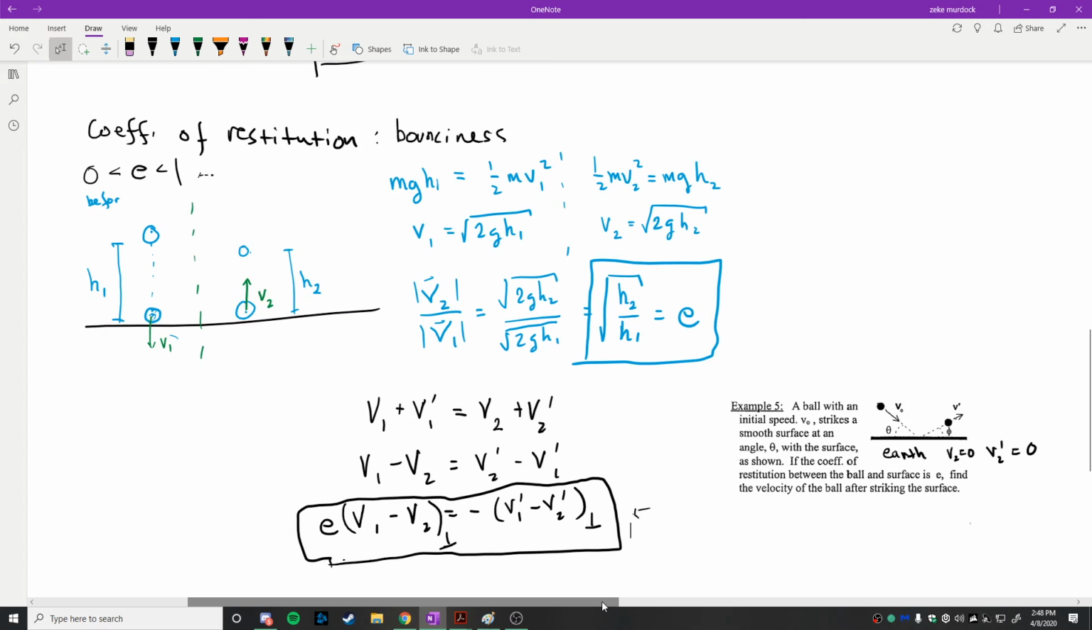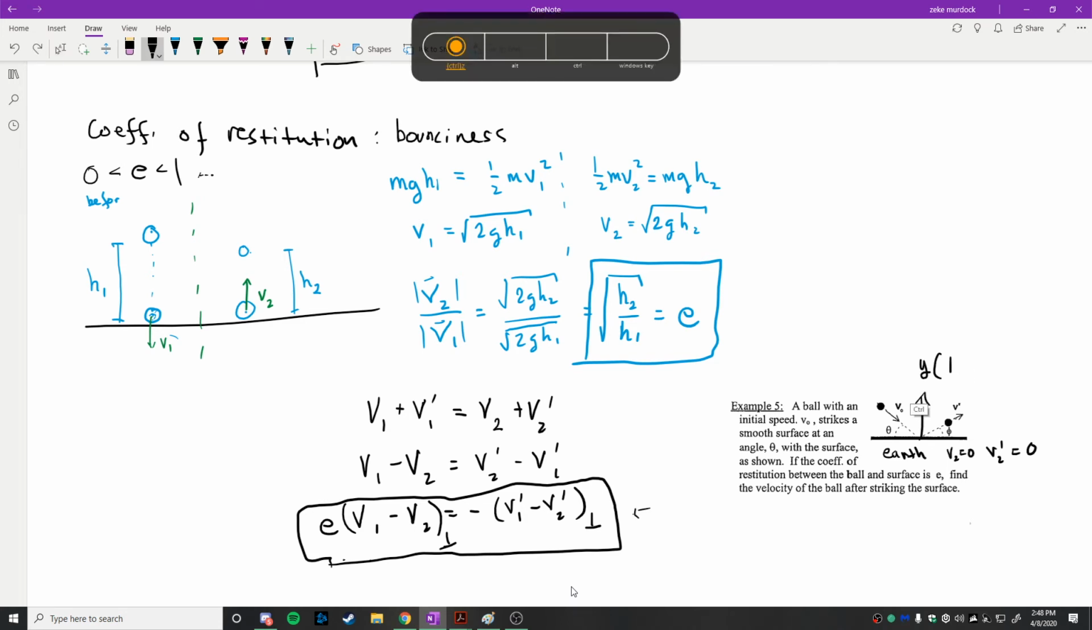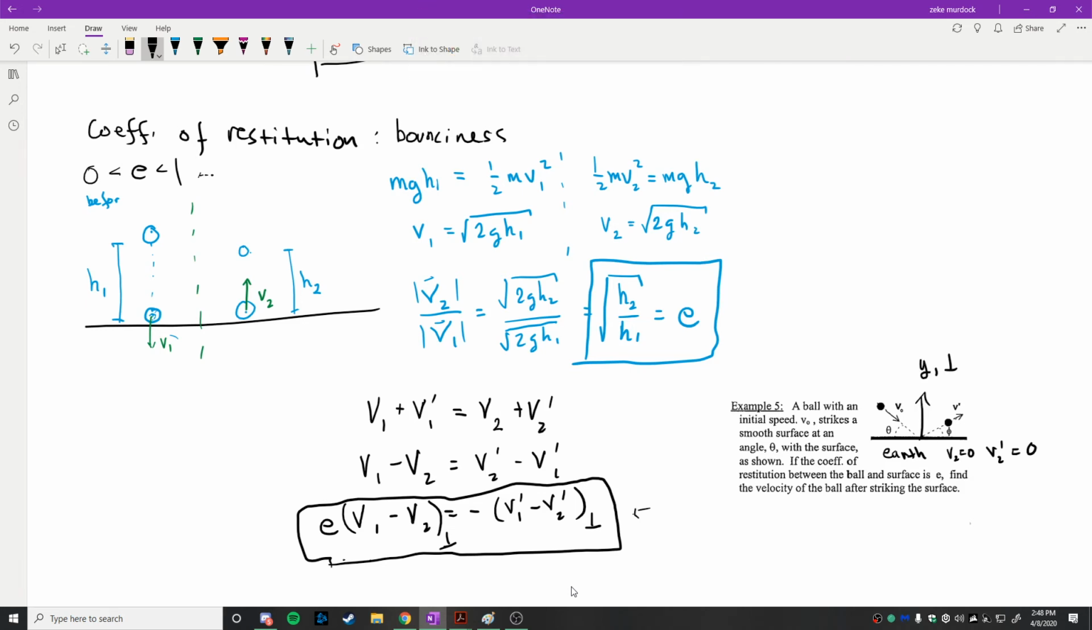The application, I think, will make you understand this more, but the perpendicular component in this case would just be the y component. This would be the y direction. That would also be the perpendicular direction. That looks like a function or something, so I don't want to do that. In the y direction, or perpendicular to the surface of contact, this equation is true, okay?